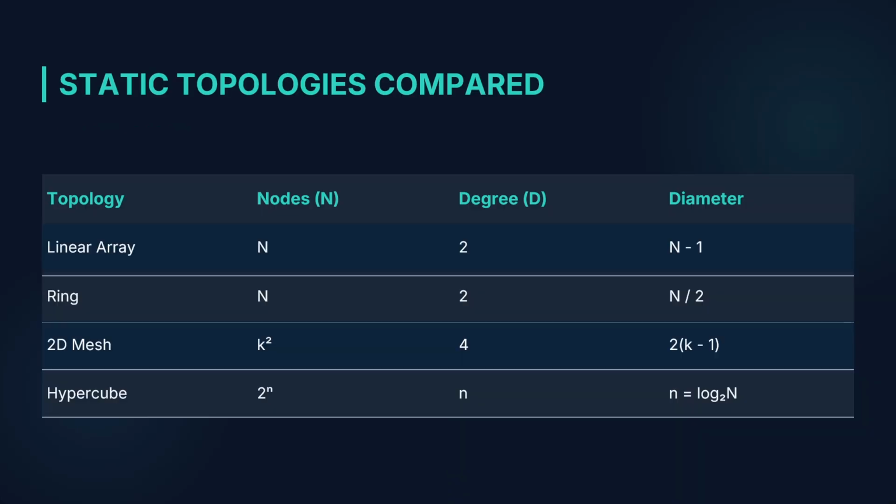Let's put them all side by side. Look at this table. Notice how a ring has a cheap fixed degree of 2, but its diameter grows terribly as you add nodes. That is n/2. And the mesh is a great middle ground, keeping the degree at 4, but the diameter still grows somewhat linearly. Then look at the hypercube. It supports a massive number of nodes with a tiny diameter of size log n, and the trade-off: the degree grows as you scale, meaning the hardware becomes very expensive and complex to wire up. There is no perfect network, so it's all about trading cost for speed.